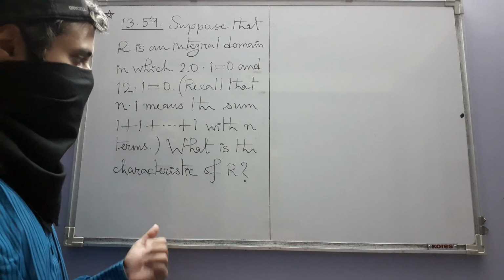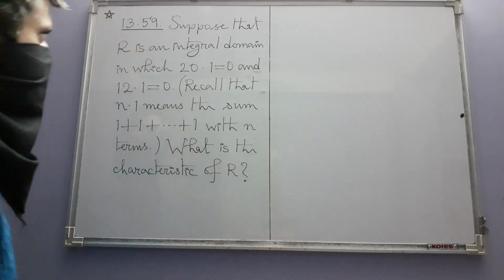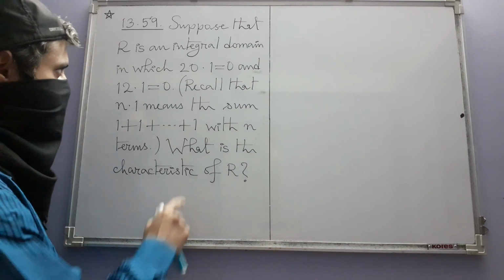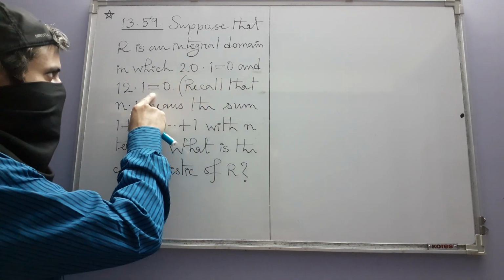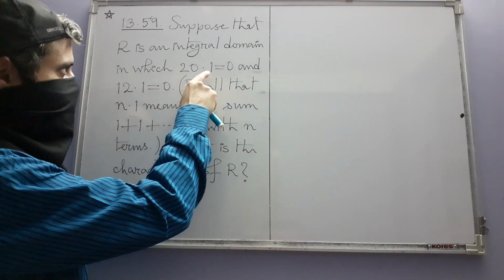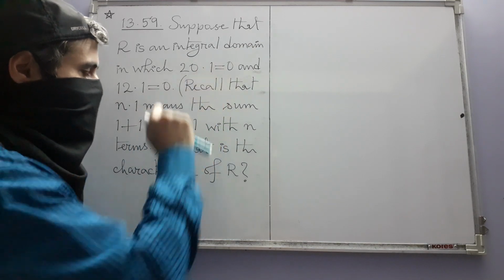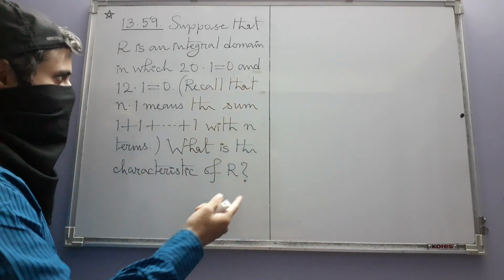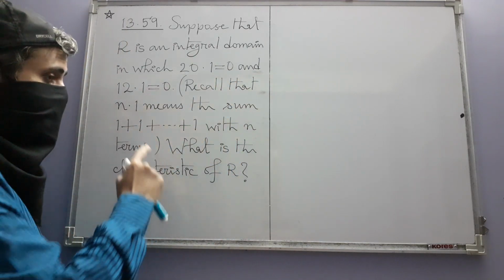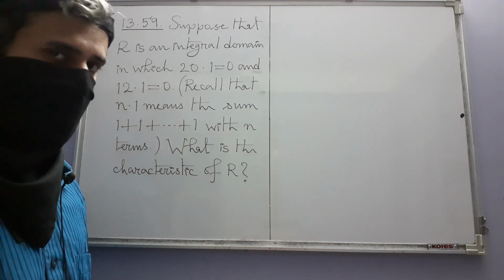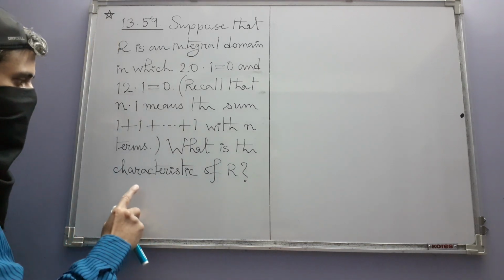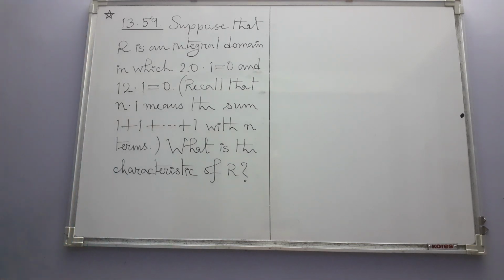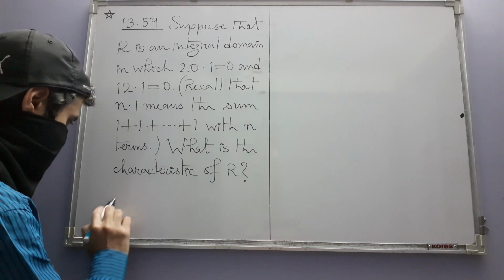Okay, so this is the next one, 59. Here we are given an integral domain R in which these two equations are true. That is, if we add 20 copies of the unity 1, then we get 0, and at the same time if we add 12 copies of the unity 1, then also we get 0. And we have to find the characteristic of R. Okay, so let's see the solution.